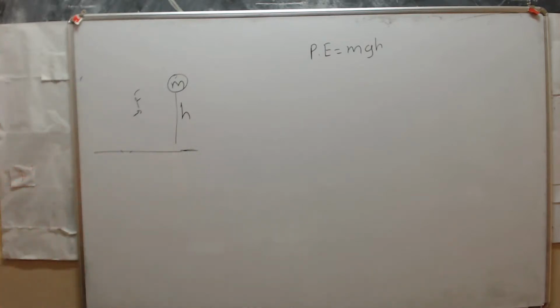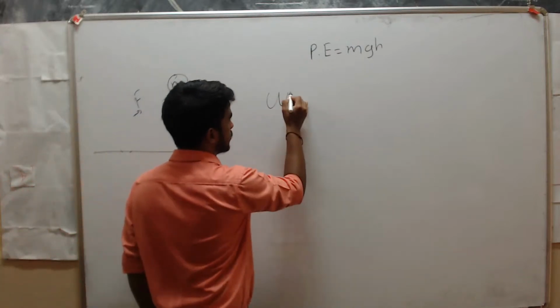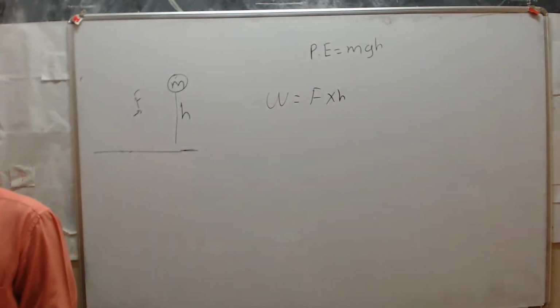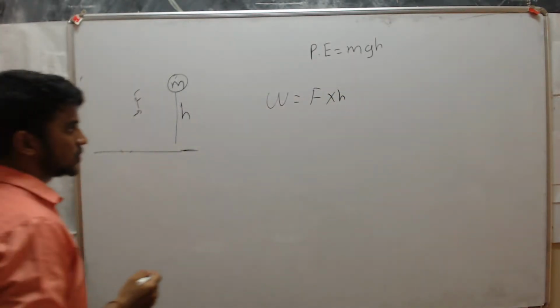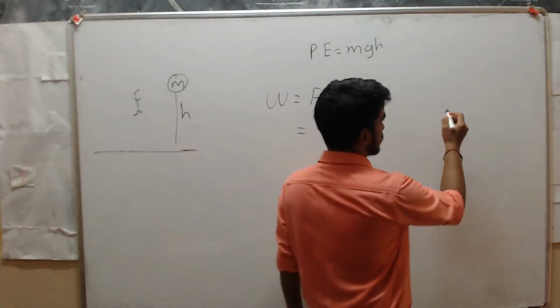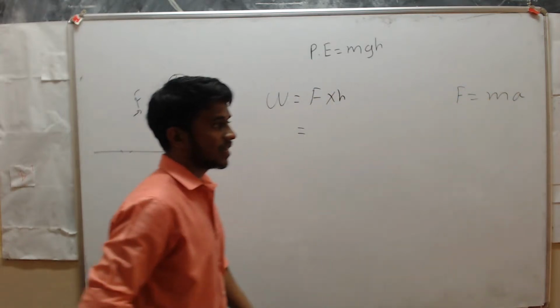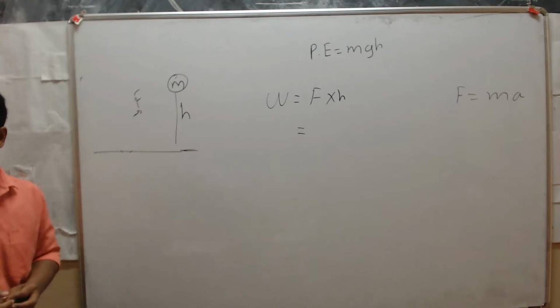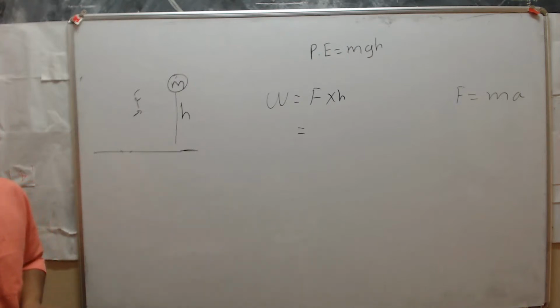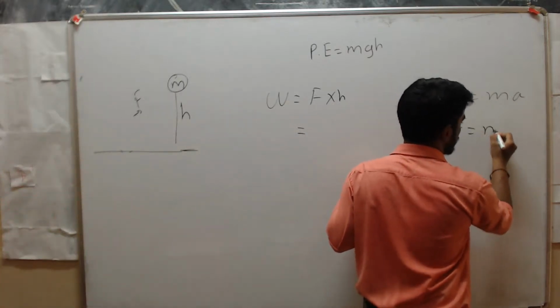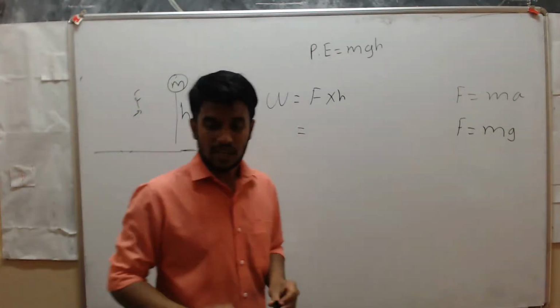Okay. So now we can calculate the work done. That is, W is equal to force into height. Height means displacement, right? Yes, sir. What is the force formula? See, actually force is equal to m into a. But here you are lifting that object against gravity, right? When you throw the object against gravity, we use this formula to calculate force, that is m into g.